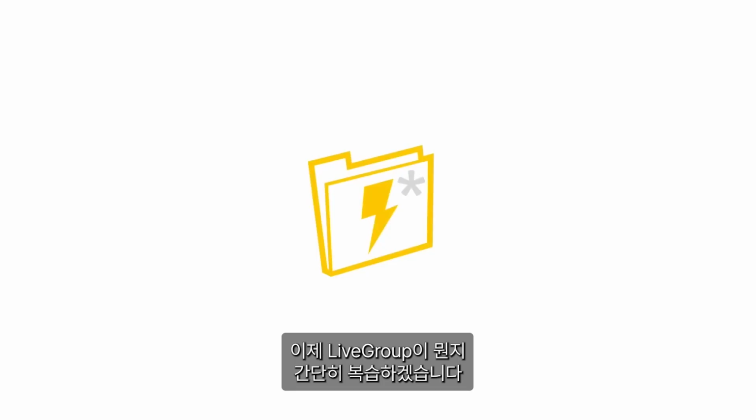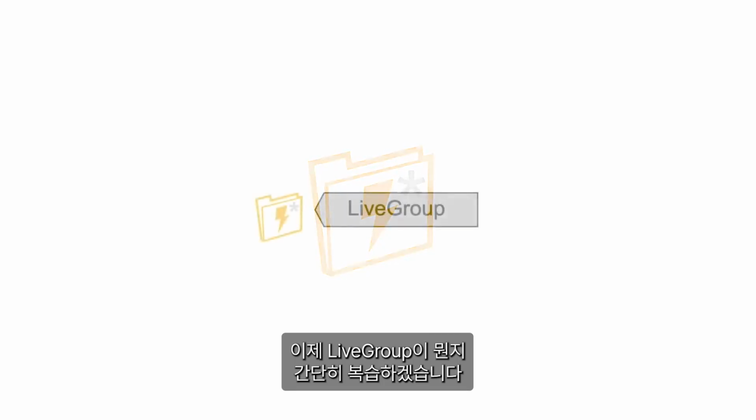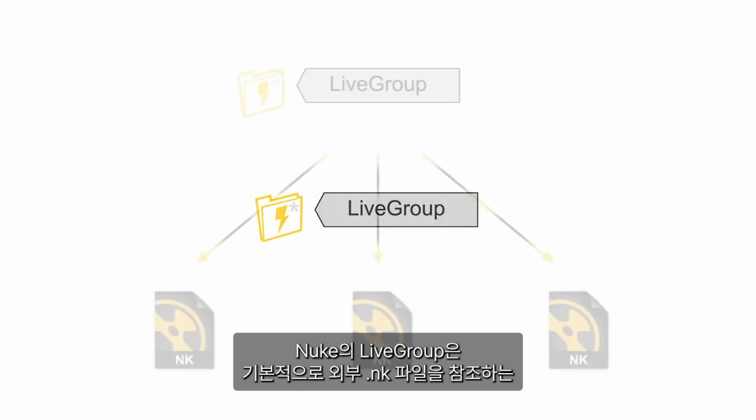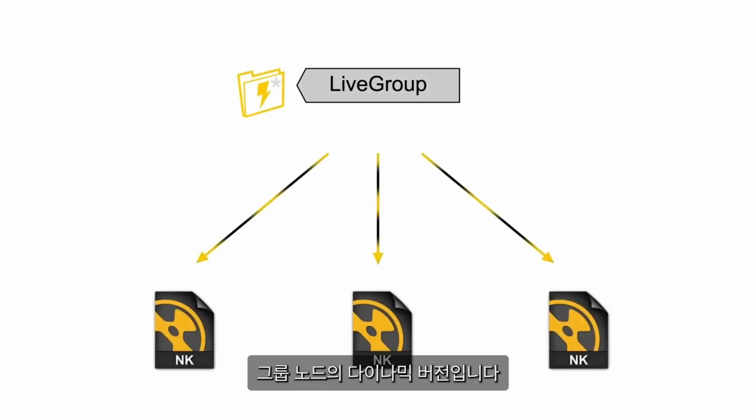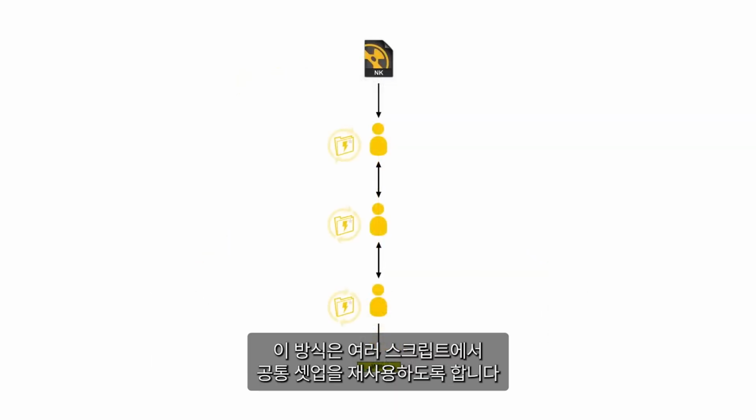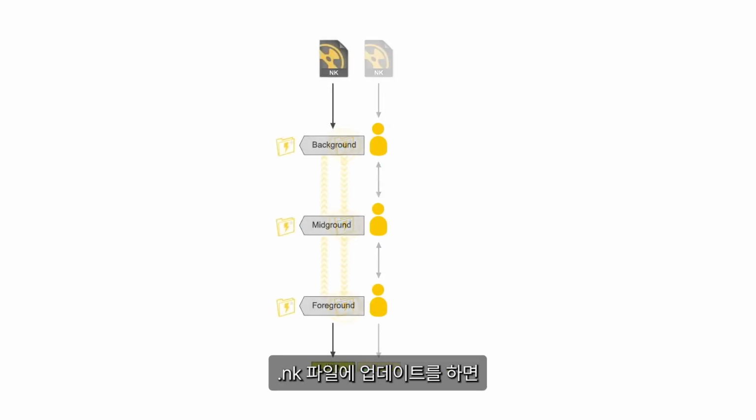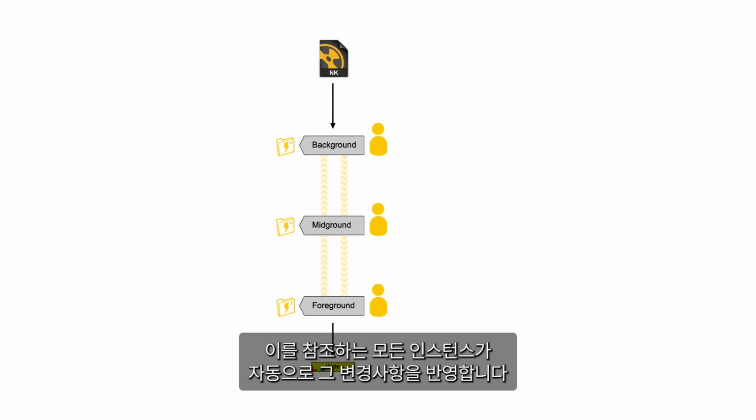All right, let's have a quick recap of what live groups are inside of Nuke. A live group in Nuke is essentially a dynamic version of a group node that references an external .nk file. This approach allows you to reuse common setups across multiple scripts. You can update the livegroup.nk file so every instance referencing it can receive those changes automatically.